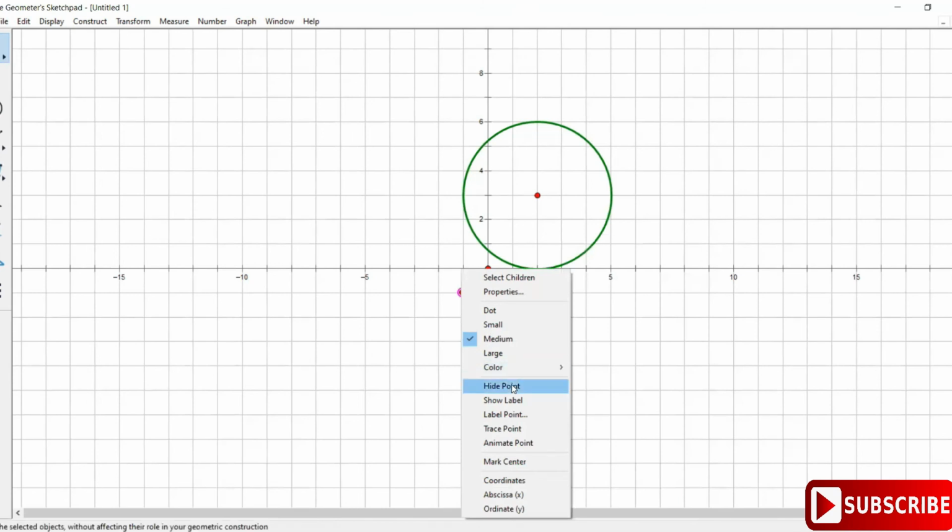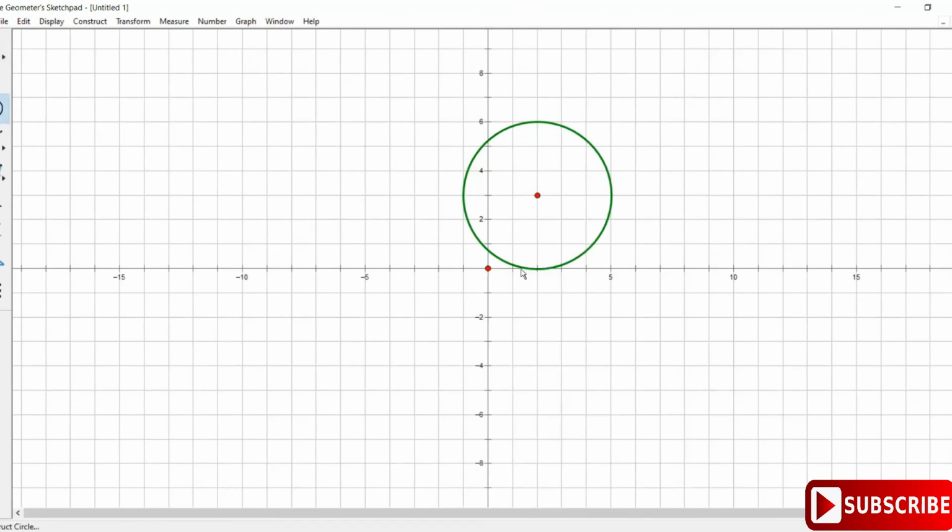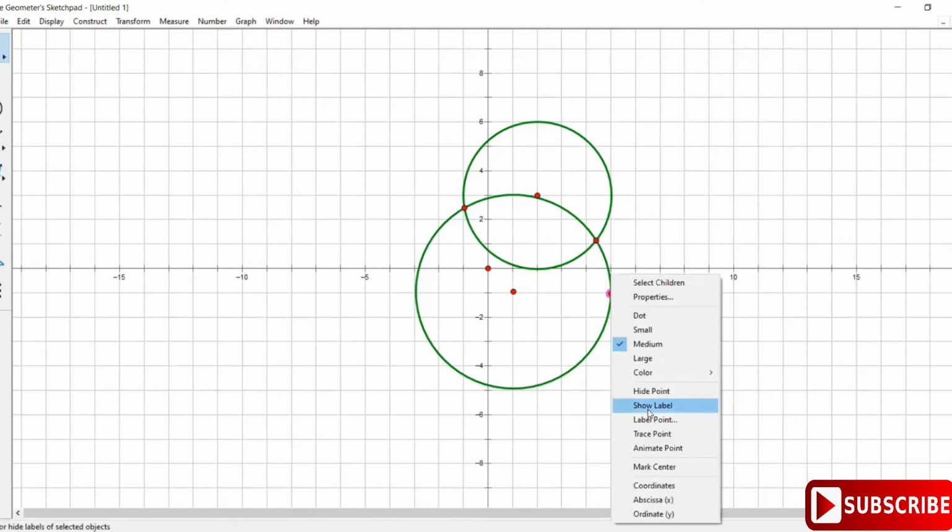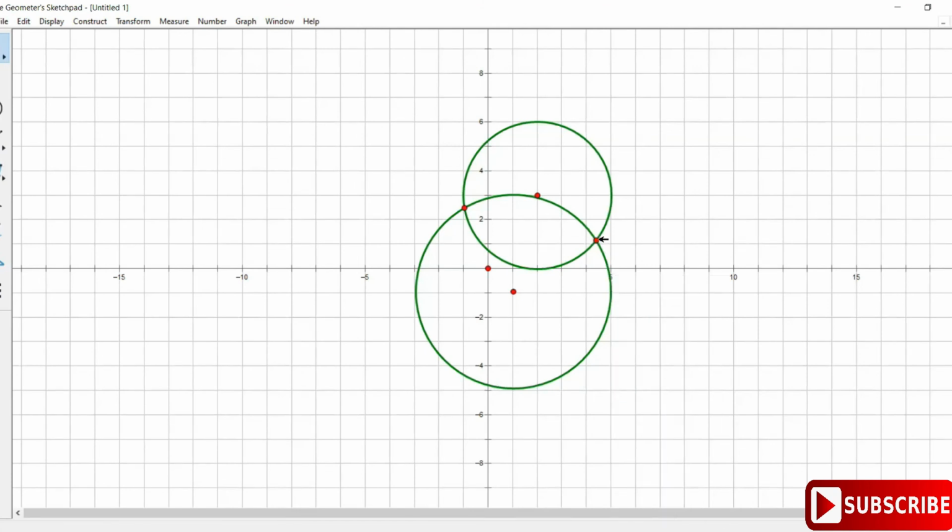Let's go again. The center was (1, -1). x is 1, y is -1 here. And the radius is 4. 1, 2, 3, and 4. This is what we have. So now I can label the points of intersection. Points of intersection are here and here. All right, we don't need anything else. Need to hide that. So these are the two intersecting points.